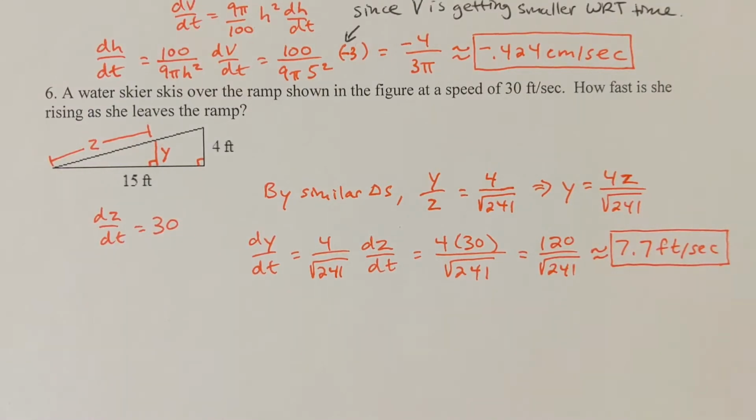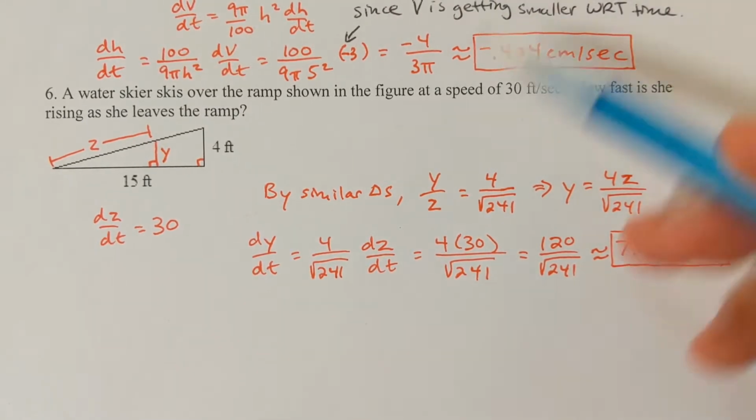Okay, I wanted to finish up section 3.9 here in this video. We're talking about related rates, and I have a couple more problems left in this worksheet to show you. We're on problem 6. It says that a water skier skis over the ramp shown in the figure at a speed of 30 feet per second. How fast is she rising as she leaves the ramp?